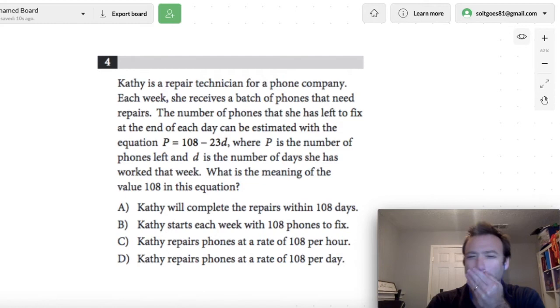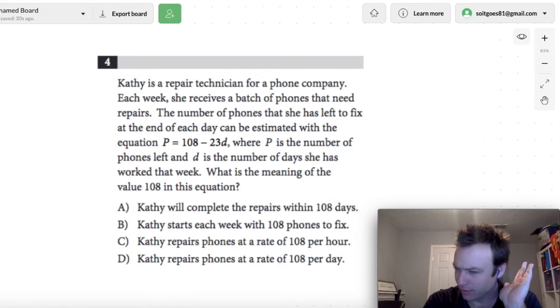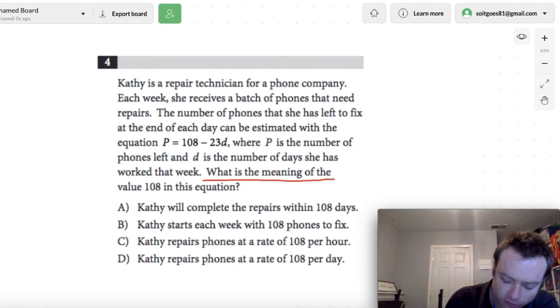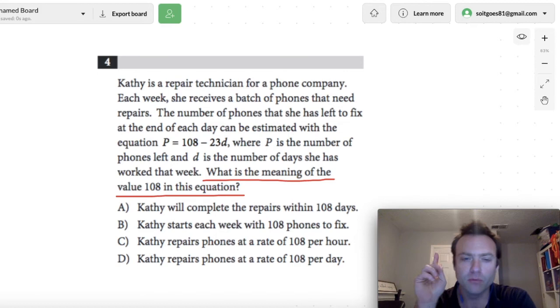Okay. All right. Caden, what do we... Yeah, a lot going on there. Let's try to focus a little bit here on what we're solving for. What are we solving for in this question? It would be P and D. Well, what are they asking? What are they asking us to find? Oh, the number of phones. Wait, the value of 108. There we go. Let that guide you. Again, it's the last sentence in every question on these word problems. What is the meaning of the value 108 in this equation? Does that make sense? Yes.